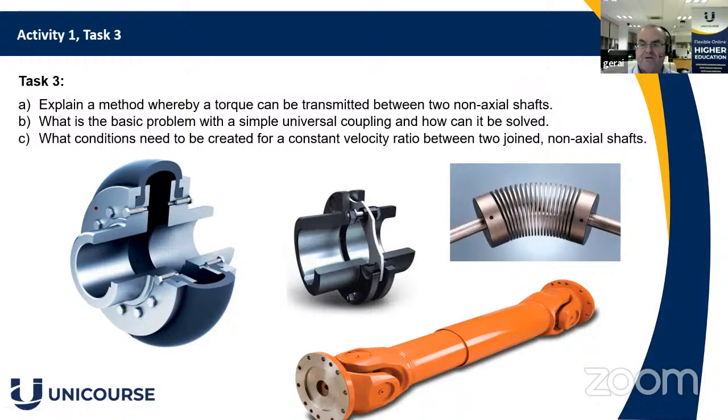So on this image, we've got a few universal couplings. So we've got close coupled couplings. There's some flexibility in that you've got a rubber donut shape between the 2 flanges at both ends of the shaft. So it provides some flexibility between the drive shaft and the driven end of that shaft system. Likewise with this device here.